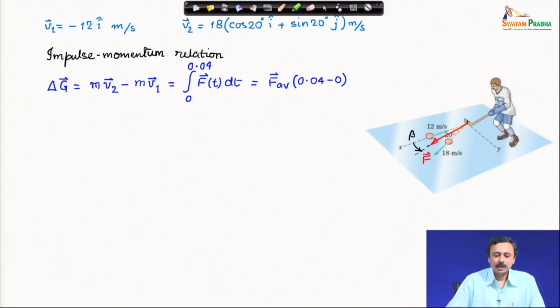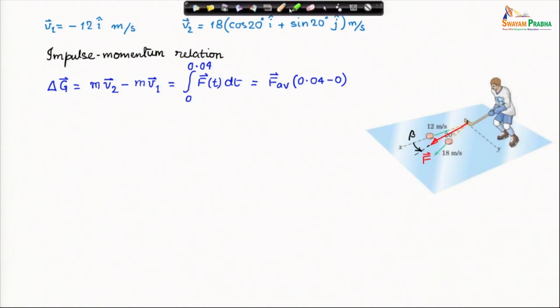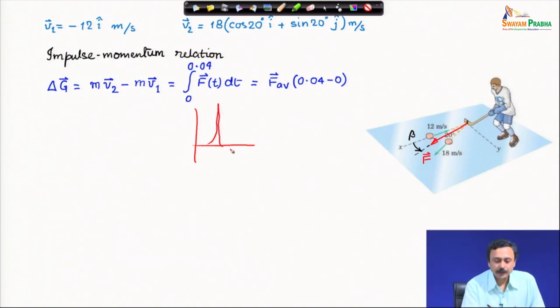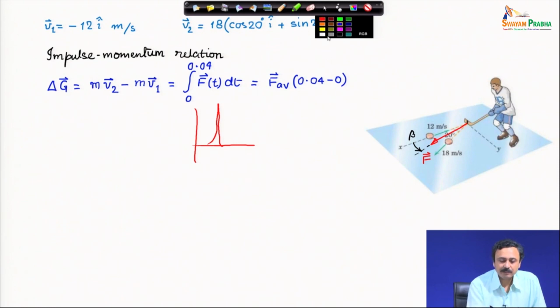Now, we do not exactly know the form of the force. It is some time-varying force; usually these forces are of very short duration and very high magnitude. But what we can always do is estimate the time interval, which in this case is mentioned in the problem as 0.04 second. Therefore, this time interval is 0.04 second.